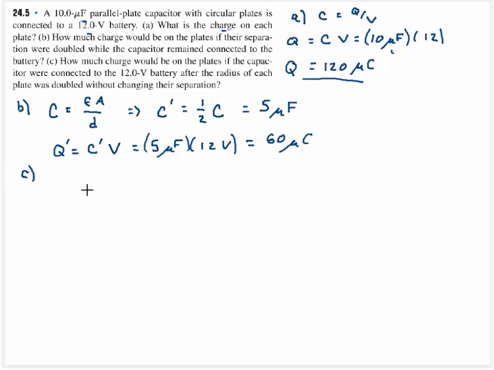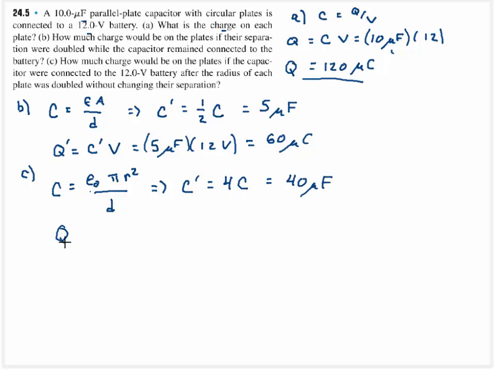Now for part C, it says, okay, you've left the distance of separation alone, now you're changing the radius of the plates. Well, same deal. Capacitance is going to be permittivity of free space multiplied by the area of these two plates, pi times radius squared, divided by the distance of separation. What this says is my new capacitance is going to be equal to 4 times my initial capacitance. That 4 comes because I've doubled my radius. So I double my radius, I square that, and I get 4. And that tells me that my new capacitance is going to be 40 microfarads.